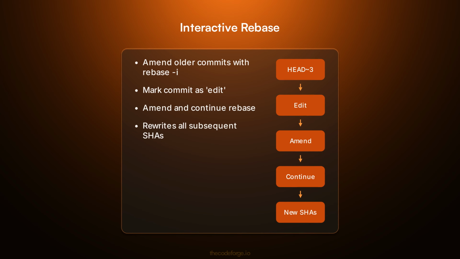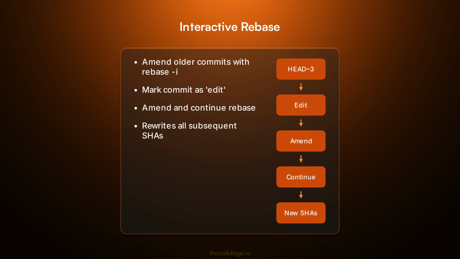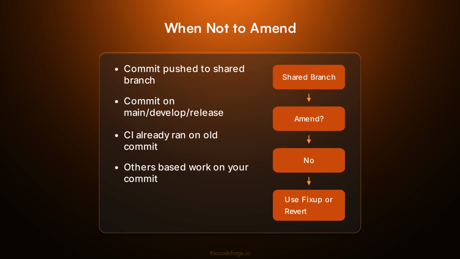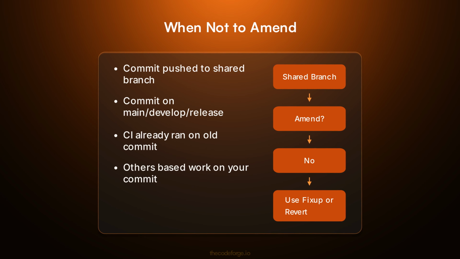To amend a commit that's not the most recent, use interactive rebase. Mark the commit with edit, make your changes, amend, then continue. This rewrites every commit from that point onward. Amend is safe only on local branches. On shared branches, use fix-up commits or revert instead. Never amend on main, develop, or release branches.